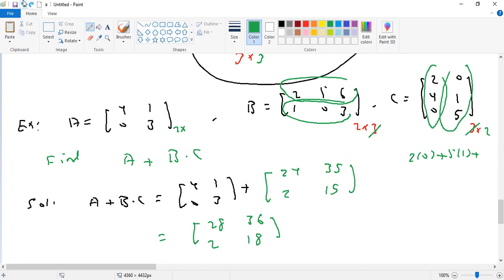So this is the way of multiplication. Then the second row by the second column: 1 times 2 is 2, 0 times 4 is 0, 3 times 0 is 0, so only 2. Then 1 times 0 is 0, plus 0 times 1 is 0, plus 3 times 5 is 15. Now we add. It can be added because this one is 2 by 2 and this one is also 2 by 2, the same size. 4 plus 24 is 28, 1 plus 35 is 36, 0 plus 2 is 2, and 3 plus 15 is 18.